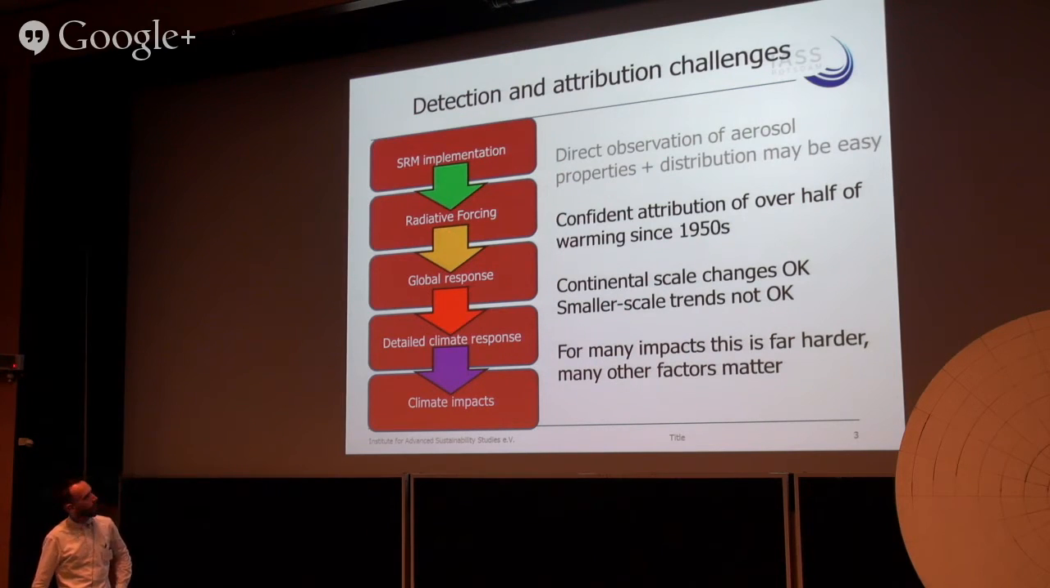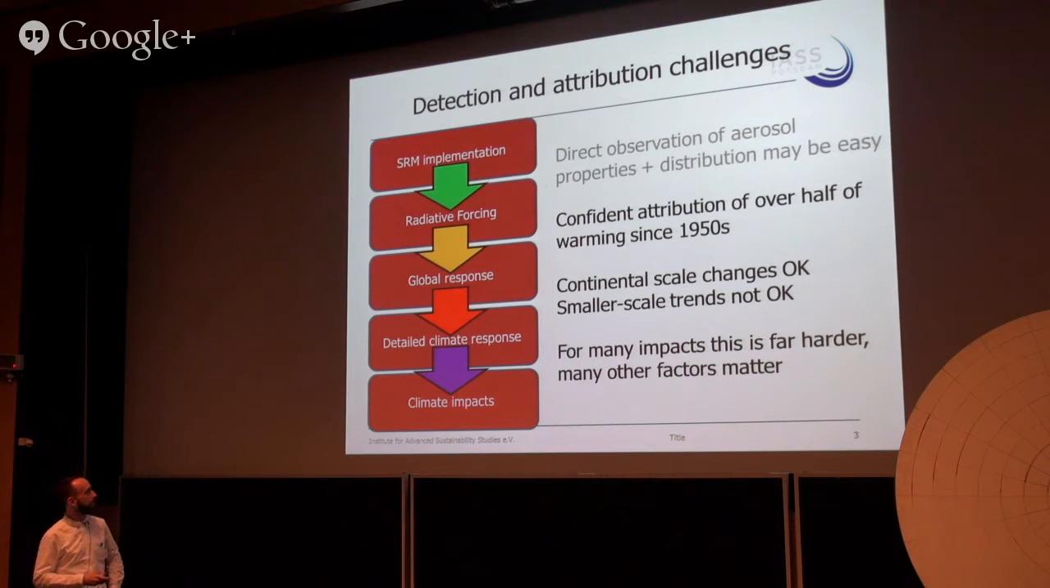Going from the rate of forcing to the global mean response, I think we can again look at climate change. And you can see that now we have confident attribution of over half of the warming since the 1950s, I think it's 95% confident now, to anthropogenic emissions. But that's a relatively significant warming with decades of observation. And we're now really assured, but that's moderately hard. Getting that down to continental scales, getting that down to even smaller scales, doing that for precipitation, that's hard.